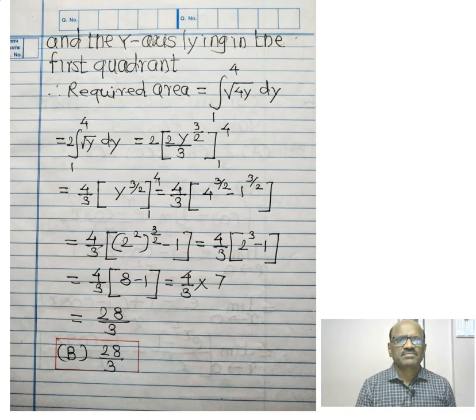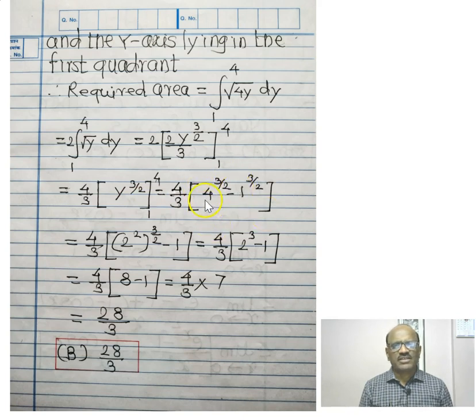Then you will get the integral from 1 to 4 of root of 4y dy. Now here we have taken the variable as y. Root of 4 means what? 2. Integral from 1 to 4 of root of y. And the integral of root of y is y raised to 3 by 2 upon 3 by 2. It becomes multiplied by the reciprocal, that is 2 by 3. Lower limit is 1 and upper limit is 4. That is 2 into 2, 4 by 3, y raised to 3 by 2. Lower limit is 1, upper limit is 4. Substitute the values. That is 4 by 3, 4 raised to 3 by 2 minus 1 raised to 3 by 2.